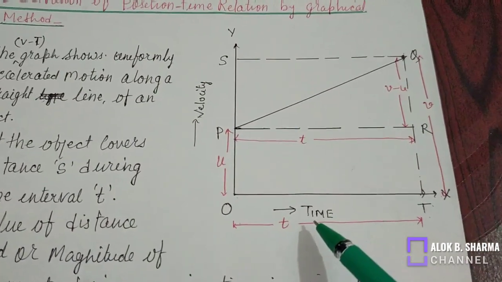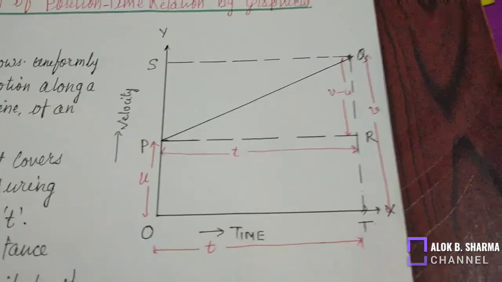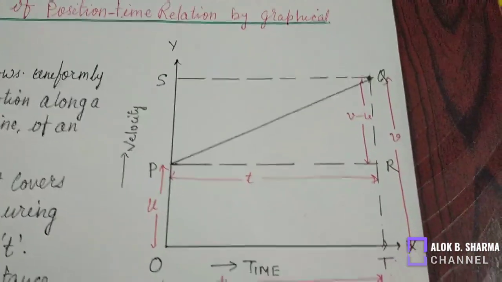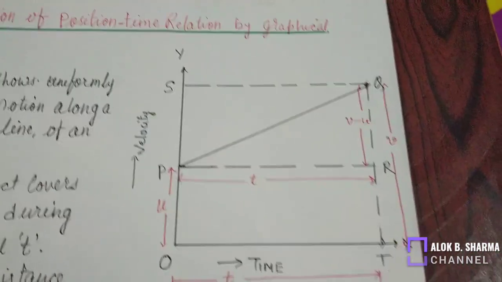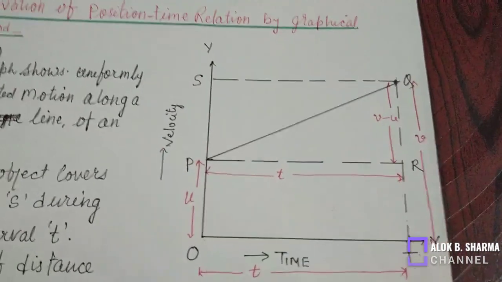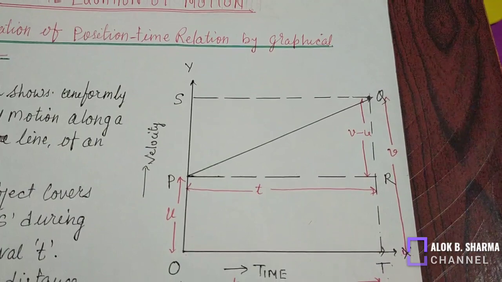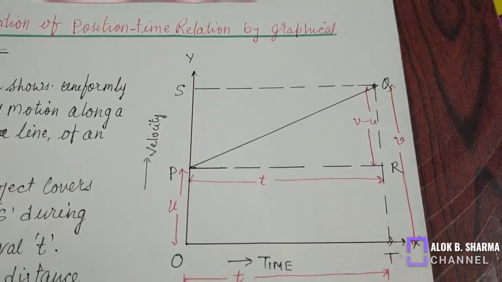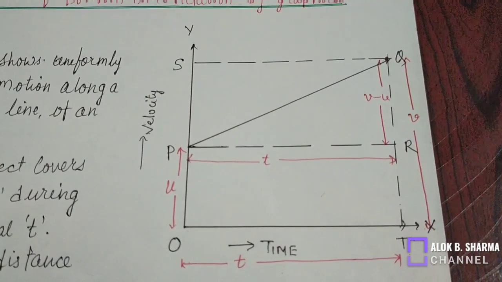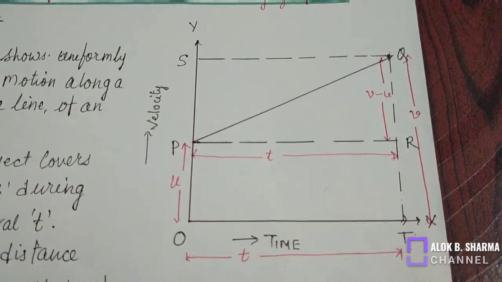Means in T time the object changes its velocity from U to V, and during this time the object covers a certain distance. We have to calculate this distance. How do we calculate distance from the velocity time graph? We calculate distance by obtaining the area under the velocity time graph. In the previous part I explained that the slope of the velocity time graph gives acceleration, and the area of the velocity time graph gives the distance covered by the object.